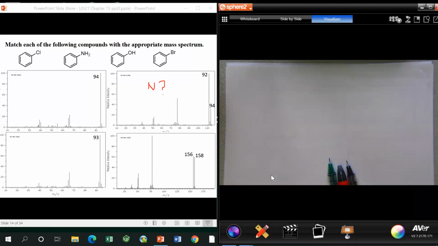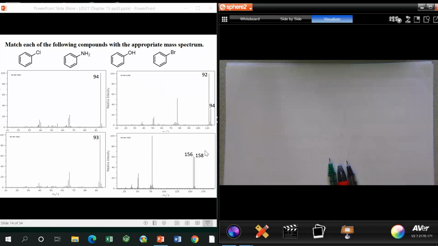Remember the nitrogen rule we learned: if the molecular ion mass is an odd number, there will be an odd number of nitrogens. So which of these has nitrogen? Yeah, that's right. So odd mass means an odd number of nitrogen. In this case, the only odd number is the 93 here, so this one should match the aniline.